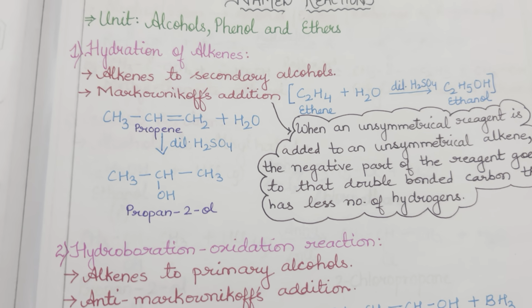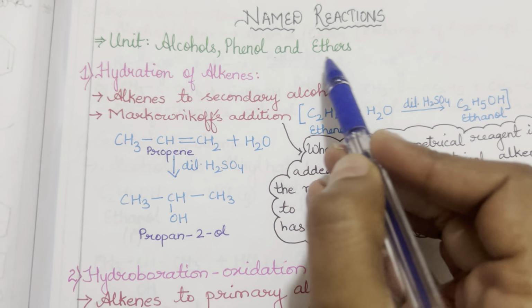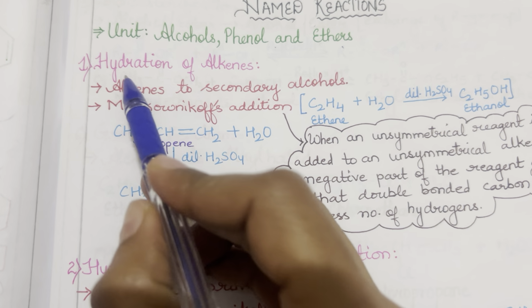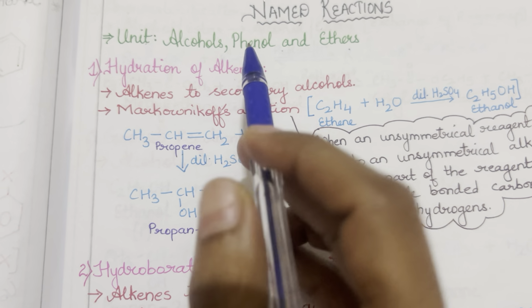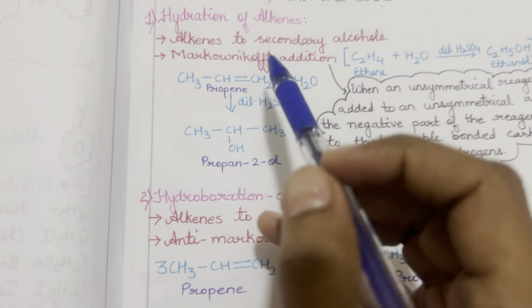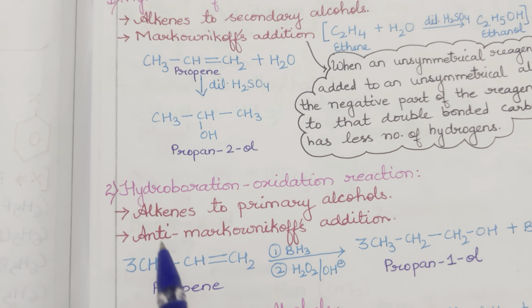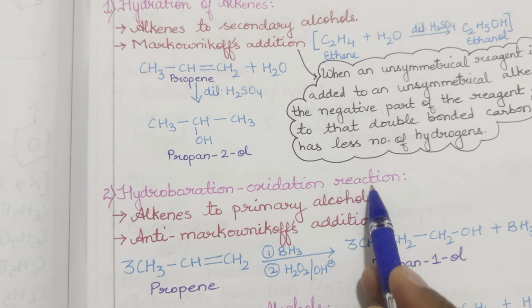So the first one we are going to start with is the unit alcohol, phenol, ether, and the first and basic one is hydration of alkene. So we are going to see two named reactions. One is hydration of alkene and another is hydroboration oxidation reaction.